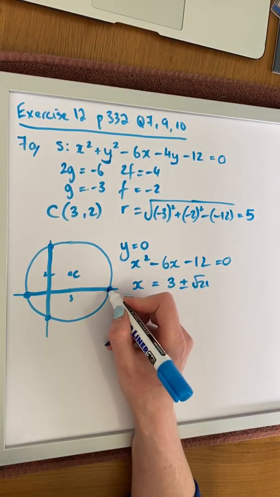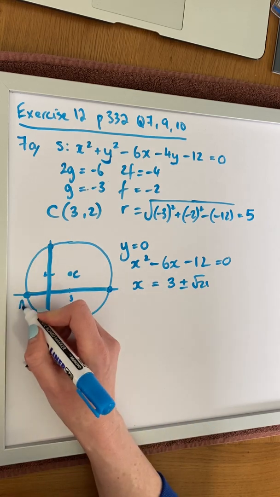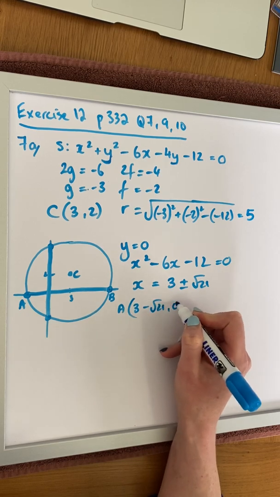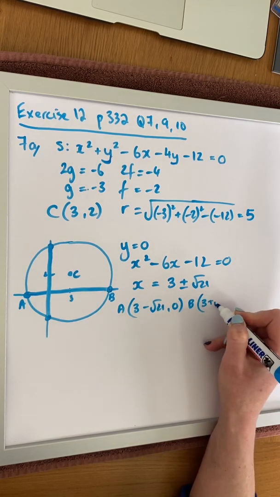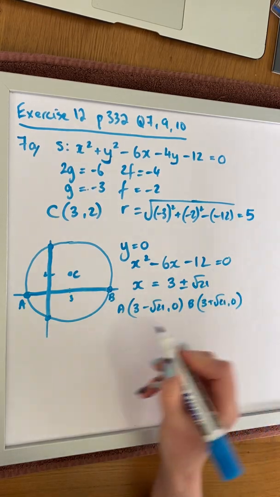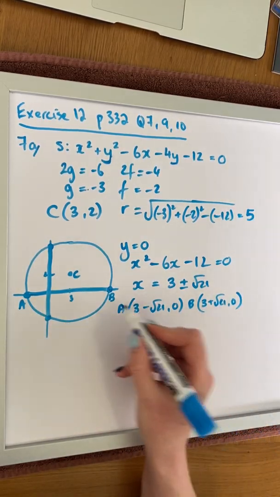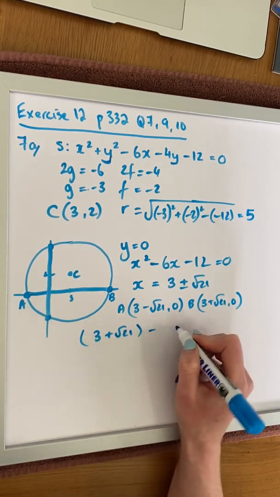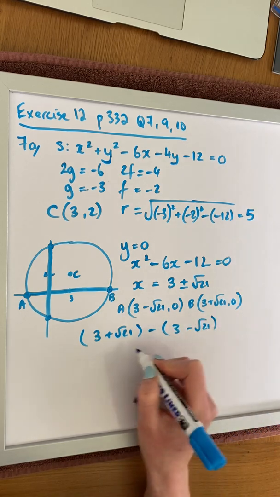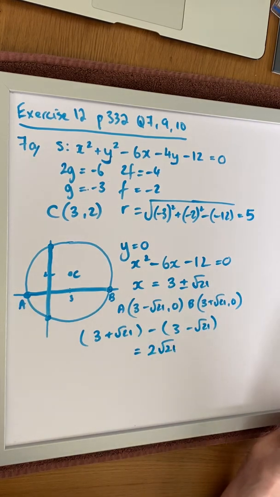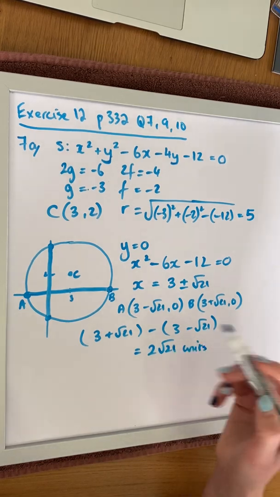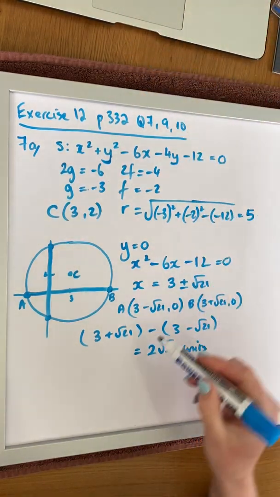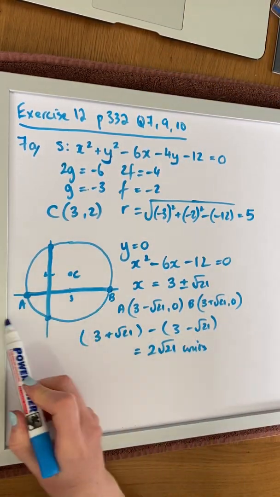Now that we have this, we know the coordinates of our 2 points here, let's call them A and B. A is the coordinates (3 minus root 21, 0), and B is the coordinates (3 plus root 21, 0). To get the distance between them, we simply subtract A from B. So we have 3 plus root 21 minus 3 minus root 21, which gives us a length of 2 root 21 units. So to find where it cuts the x-axis, we let y equal 0, and then to find the length of the chord, we simply subtract the x coordinates.